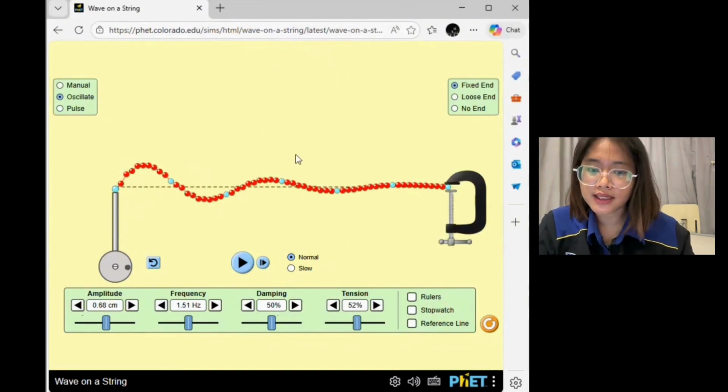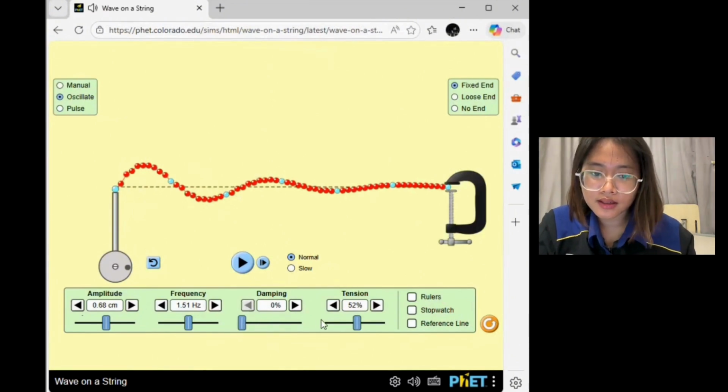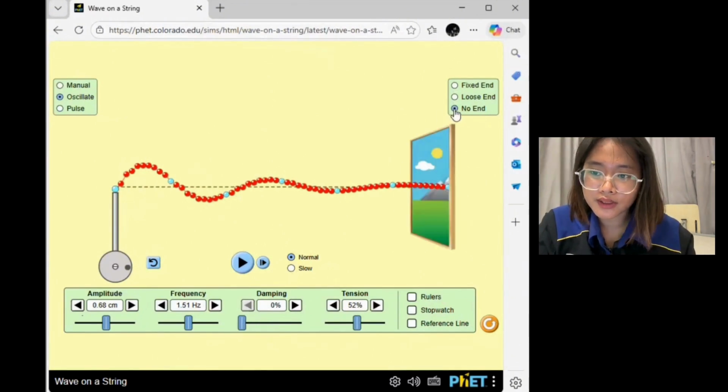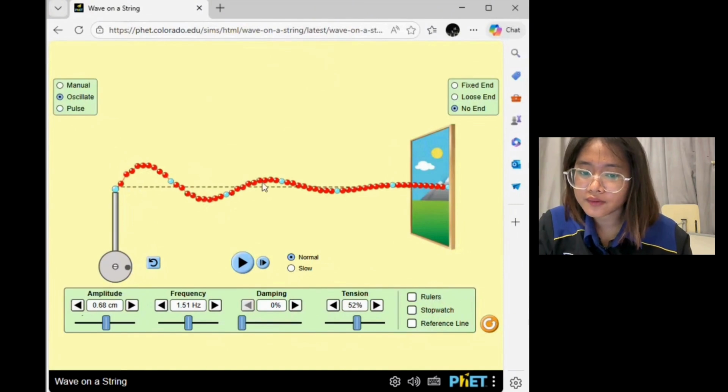And the next one is indefinite travel. We demonstrate that by removing friction and removing the boundaries, energy is conserved, allowing the wave to travel forever.